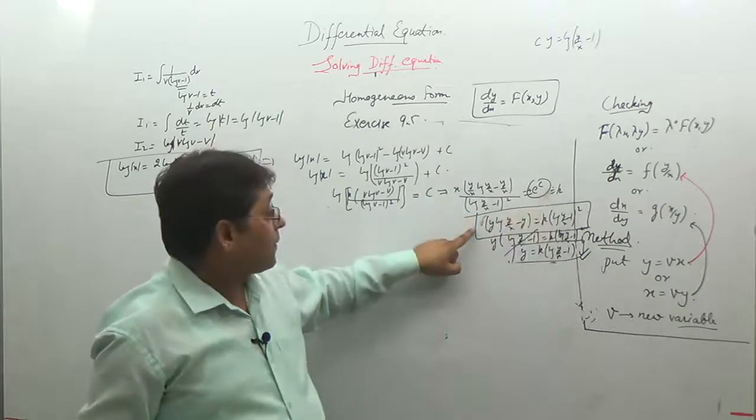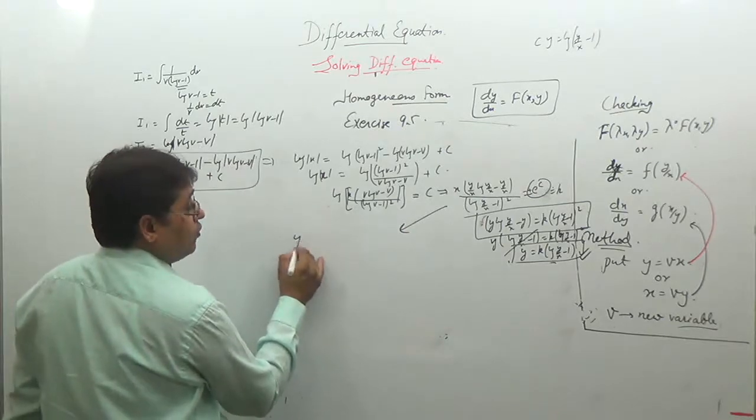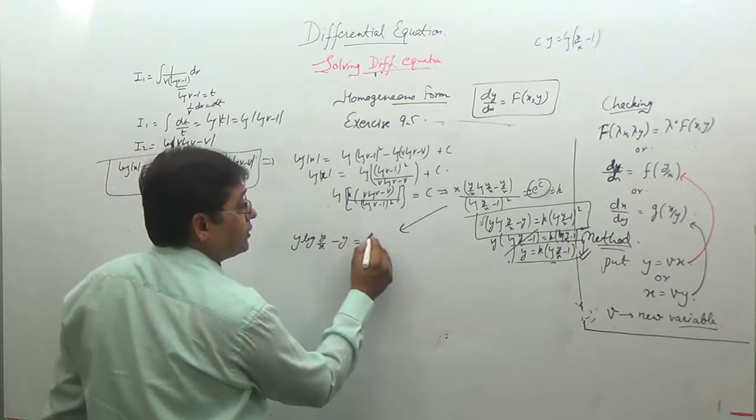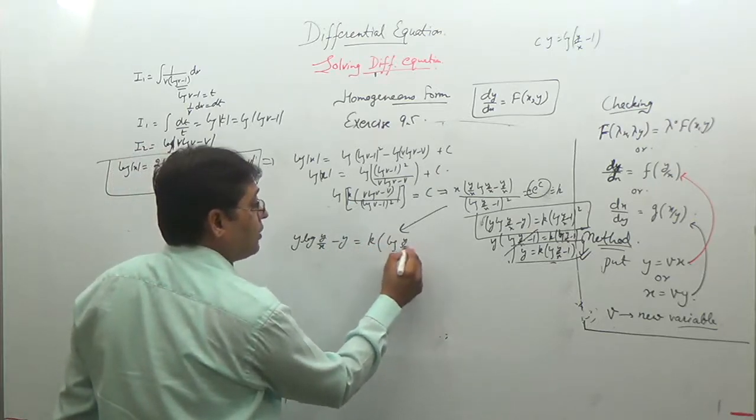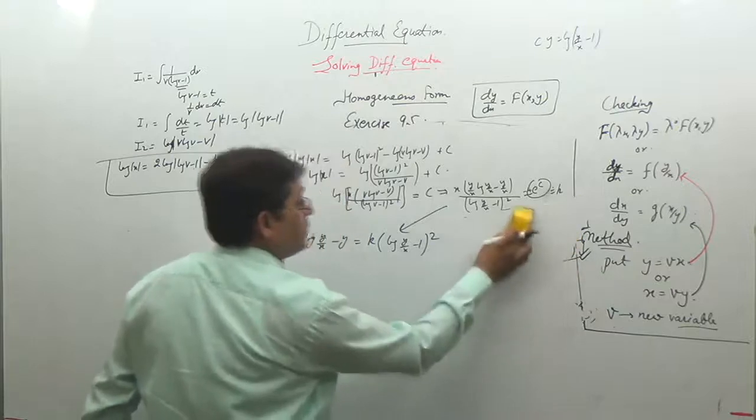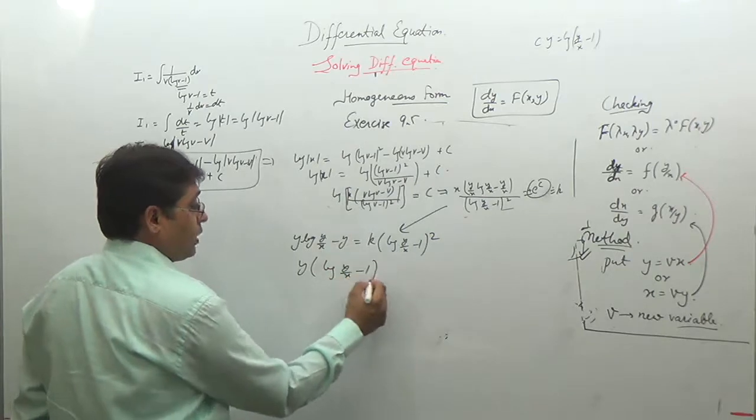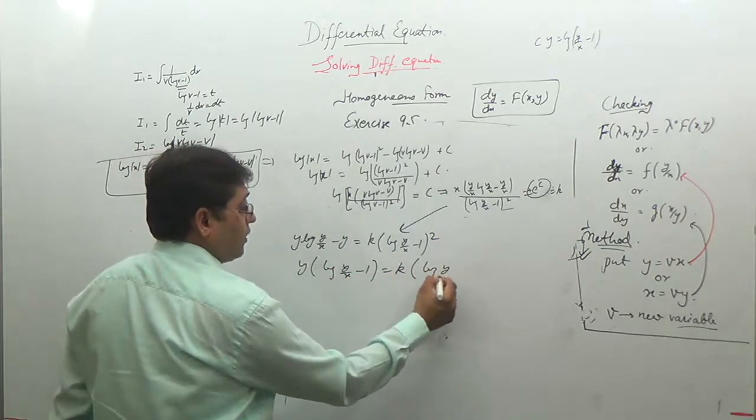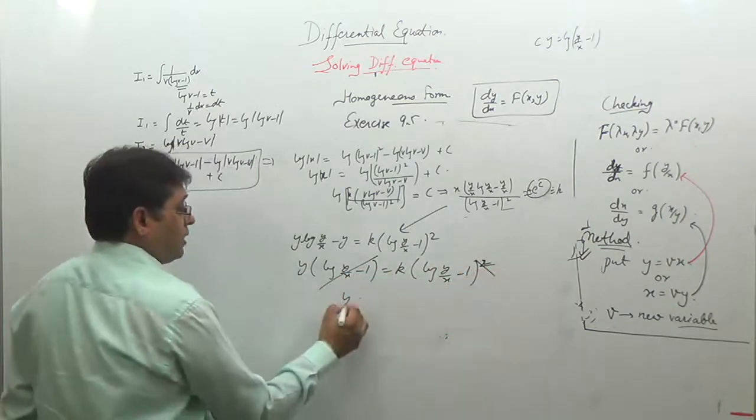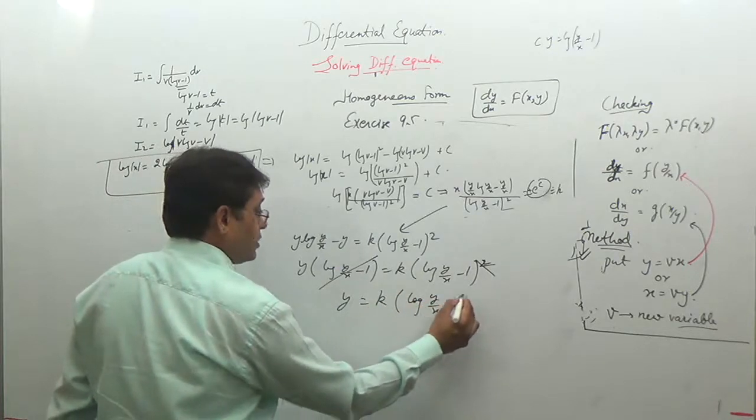This is your k. Now I am writing this in very simple form. y log of, that will be clear to you, minus y is equal to k times log y upon x minus 1 whole square. You can note it down here. So y will be taken out, log y upon x minus 1 is equal to k times log of y upon x minus 1 whole square. This factor will be cancelled with 2. You will be left with log of y upon x minus 1.